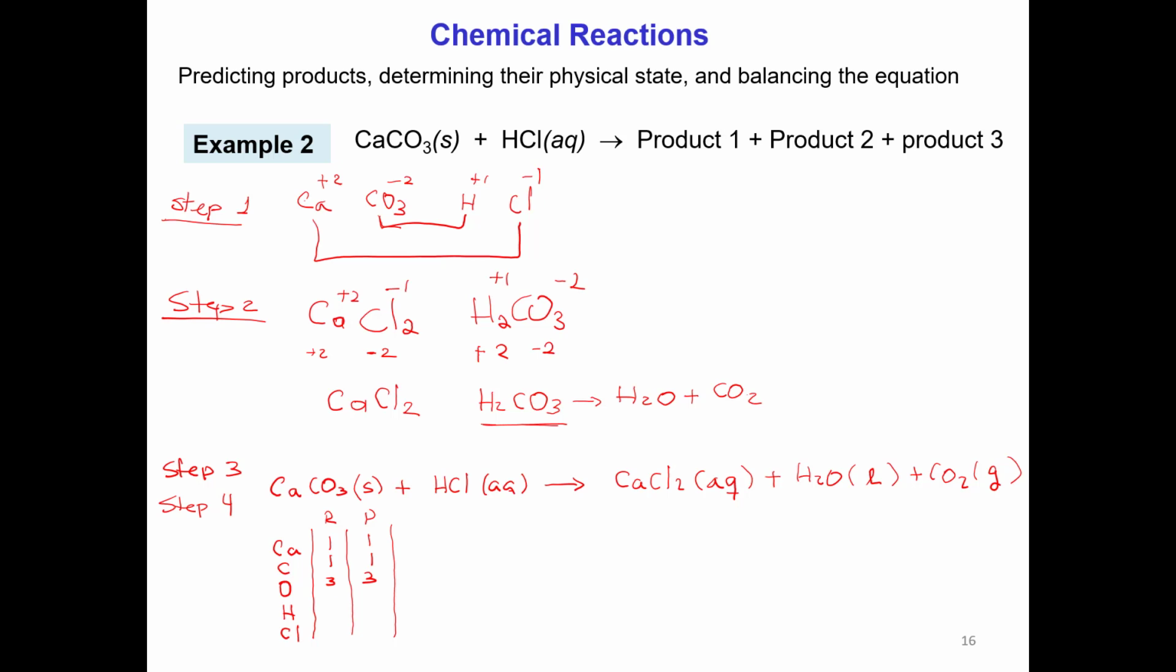Now hydrogen. Hydrogen, we had 1 hydrogen here, but here we had 2 hydrogens. Then we need to multiply by 2 here to get 2 hydrogens. Yes, and now we had 2 and 2. Now the chlorine, we had 2 chlorine here. Yes, 2 times 1 is 2, and here we had 2 chlorines. Then this is the complete equation for this chemical reaction.